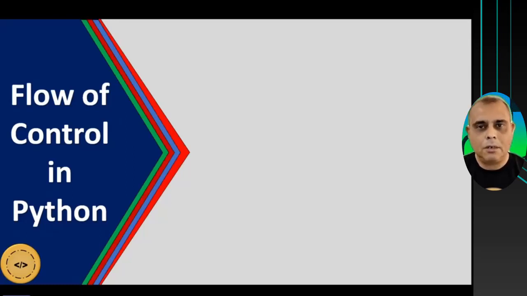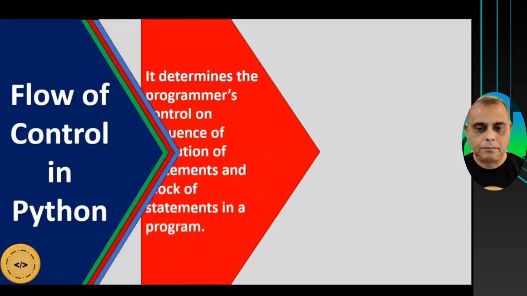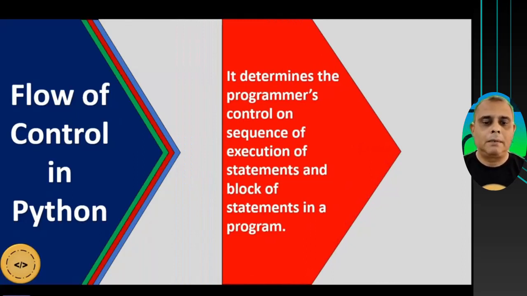Now, what is flow of control? Flow of control determines the programmer's control on sequence of execution of statements and block of statements in a program. That means it is under the control of the programmer which statements or which blocks of statements the programmer wants to execute or skip. So let's learn about flow of control.